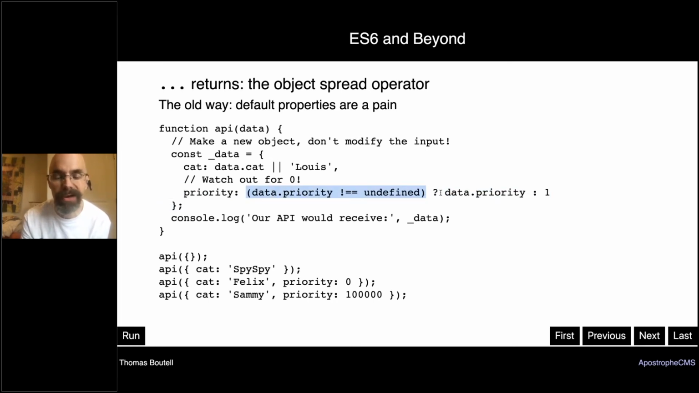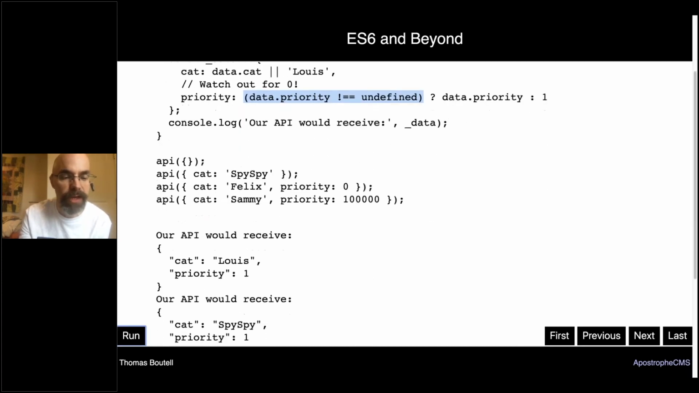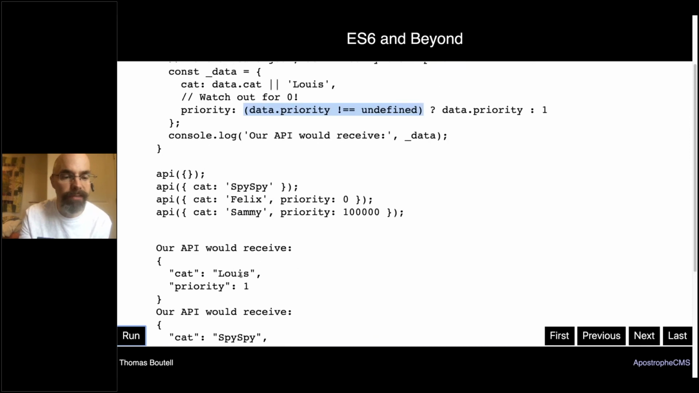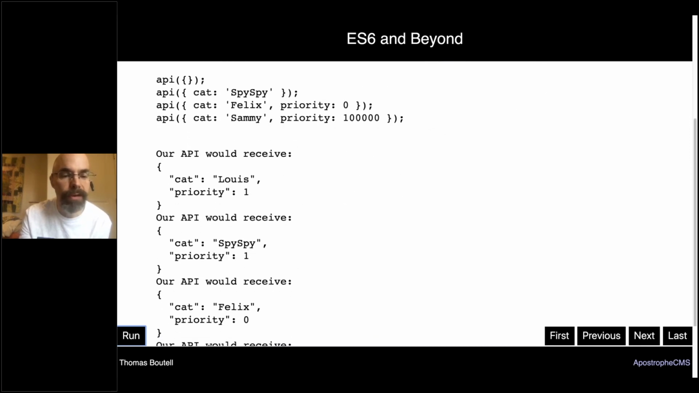The ternary operator, our old friend, will pull out that value as long as it's not undefined. Otherwise, I can safely default to 1. And of course, that's the only way that I can get through that and make sure that all of my defaults behave reasonably. That way, I get the right result for when there's no cat. I get the right result when there's no priority, or when there's a priority of 0, and so forth.